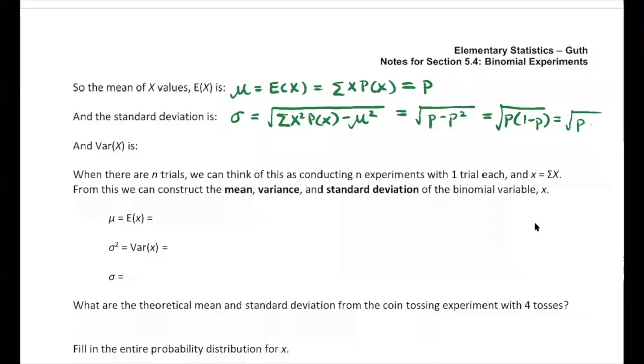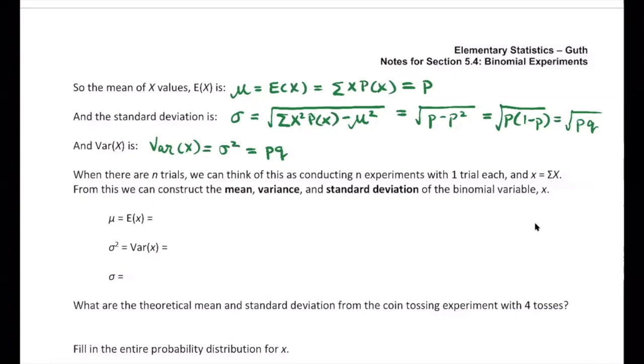Strange. Remember, the variance is the standard deviation squared. So var of x is sigma squared. So if you square a square root, it just goes away. So this will just be p times q. Okay, so that was the mean and the variance for the number of heads when you drop one coin. Okay, so remember, big X is the number of heads when you drop one coin.